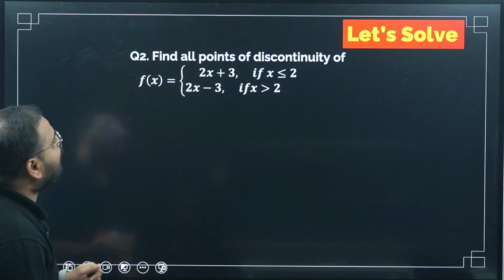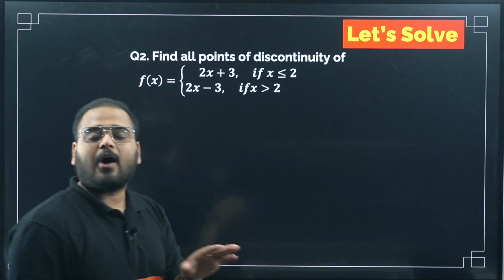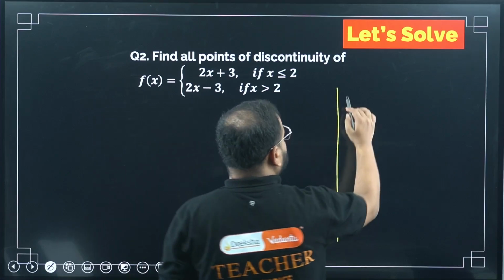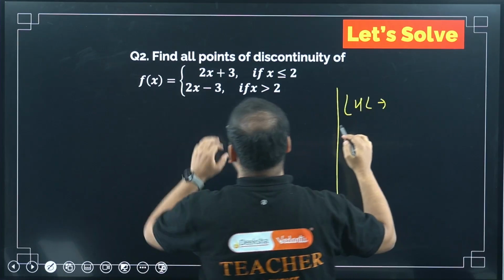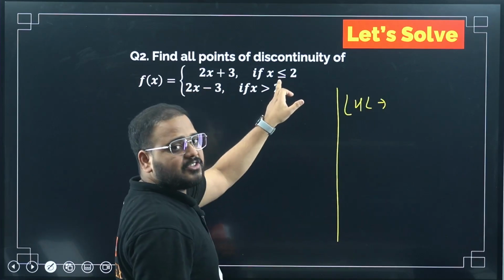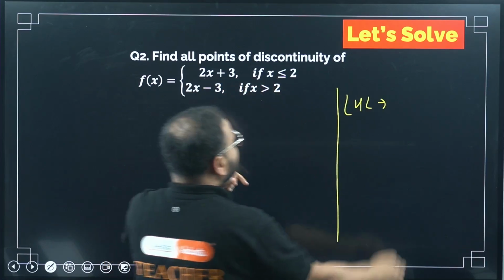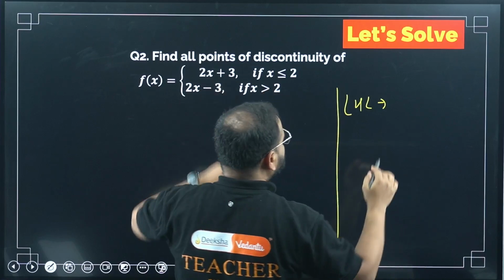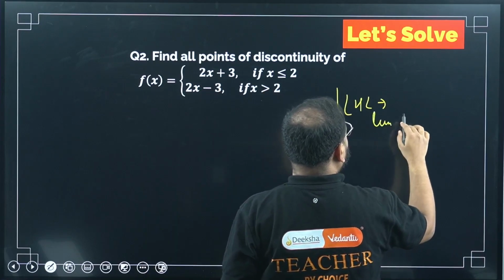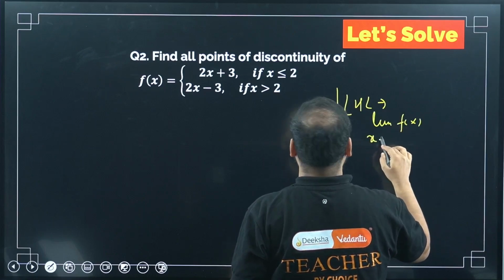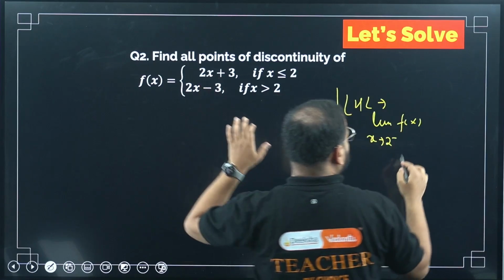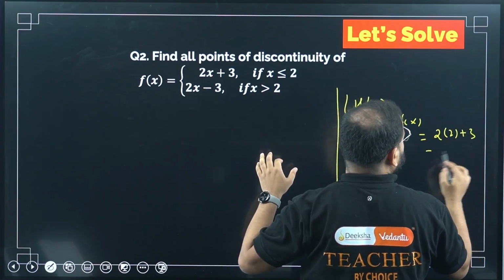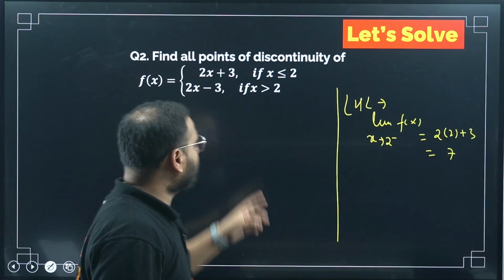Find all the points of discontinuity. How can we check the continuity? LHL or RHL? Quickly find it. LHL, how much is this going to be? For LHL, I will check the function before 2. Before 2 is 2x plus 3. So put that in the function at 2. I'll write it as limit of f(x) when x tends to 2 from the negative side. It will become 2 times 2 plus 3. How much is that? 7, sir.